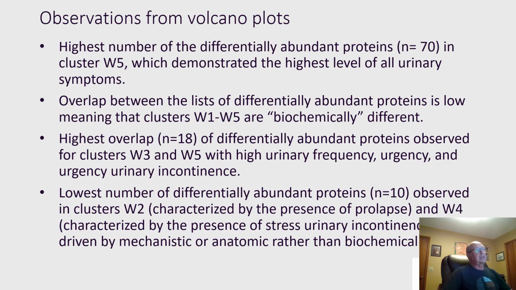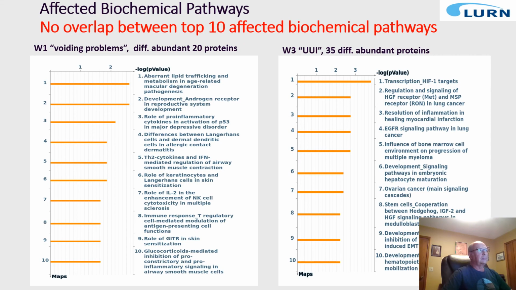One can make several interesting observations from the volcano plots. The highest number of differentially abundant proteins are in cluster W5, which demonstrated the highest level of urinary symptoms. Overlap between the lists of differentially abundant proteins is low, meaning that clusters are biochemically different. Highest overlap is between clusters W3 and 5, both characterized by high frequency, urgency, and urgency incontinence. Lowest number of differentially abundant proteins are in clusters W2 and 4, which are driven by anatomic rather than biochemical factors.